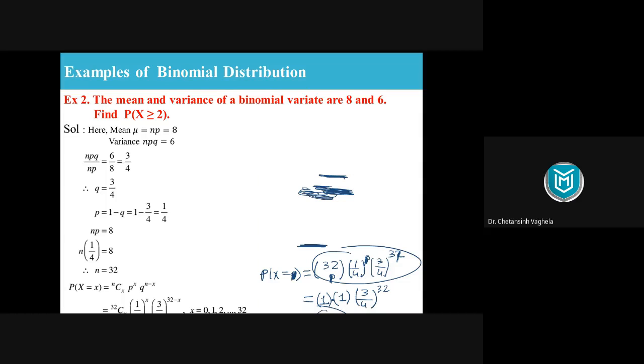Let me wait. हाँ दिशा, let me erase the thing. I will just take 2 minutes. Don't worry. Let me erase all this ink.